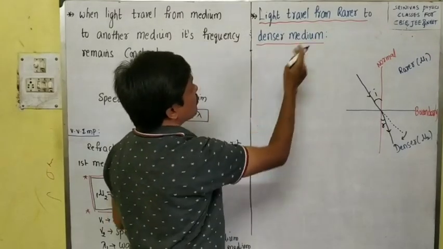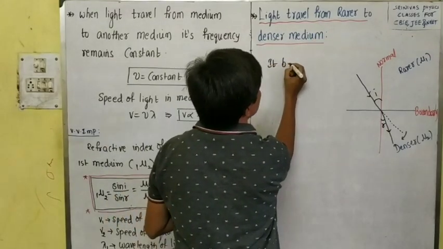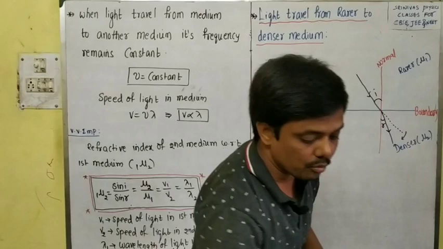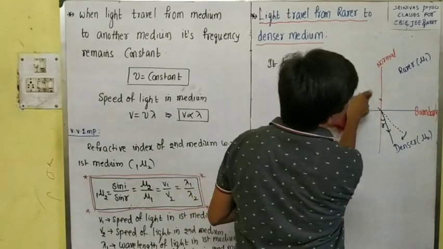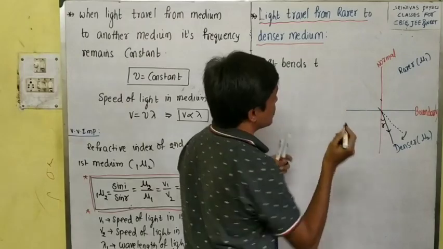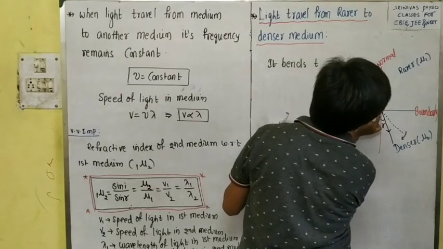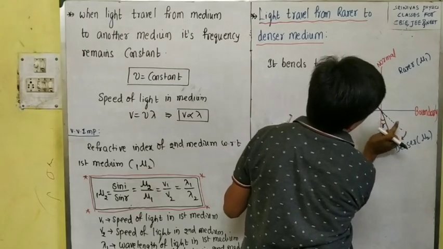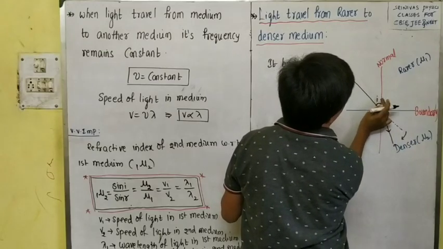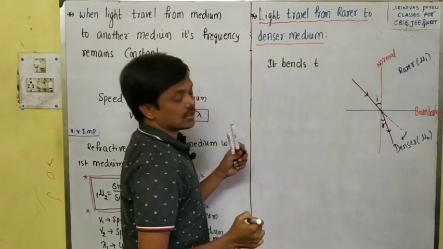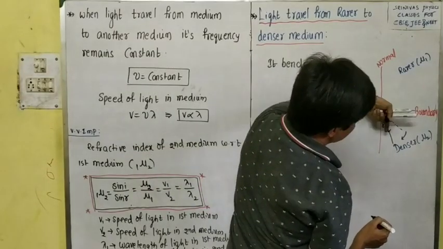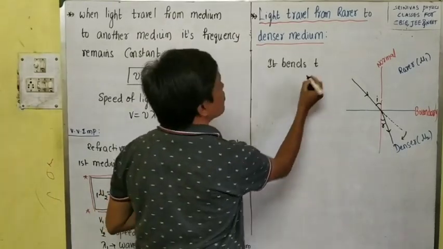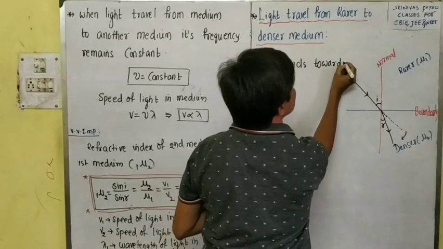When light travels from rarer medium to denser medium, it bends. It is trying to go in a straight line, but it bends. How is it bending? It is bending towards the normal. This is the actual path of the light ray. This red line is the normal. It bends towards the normal.